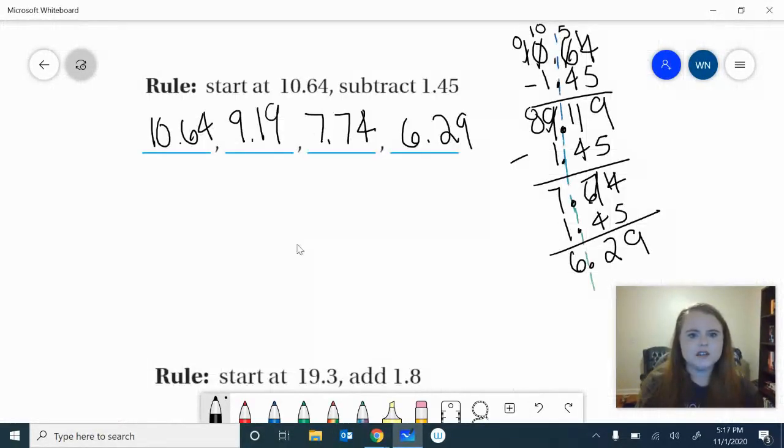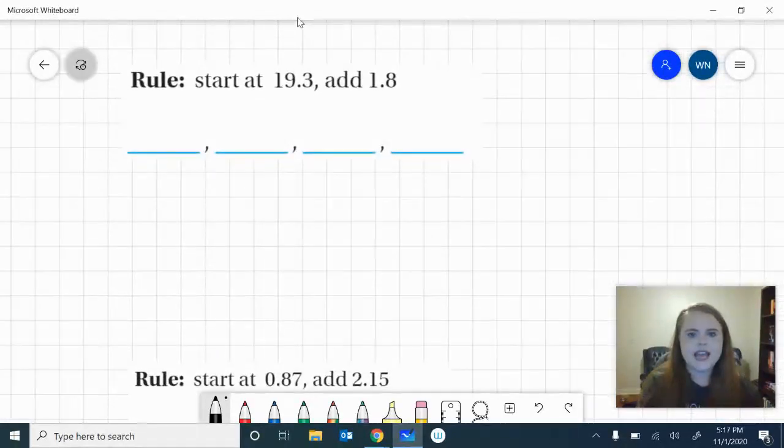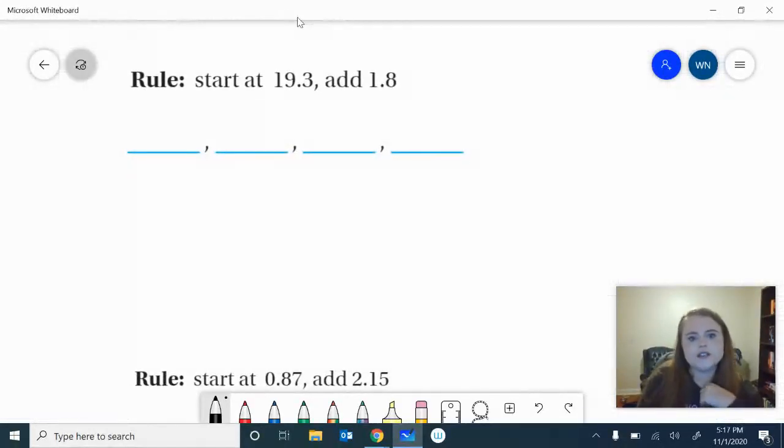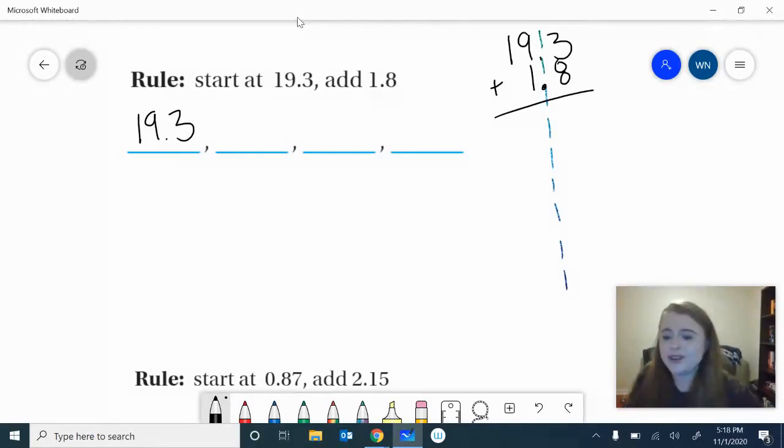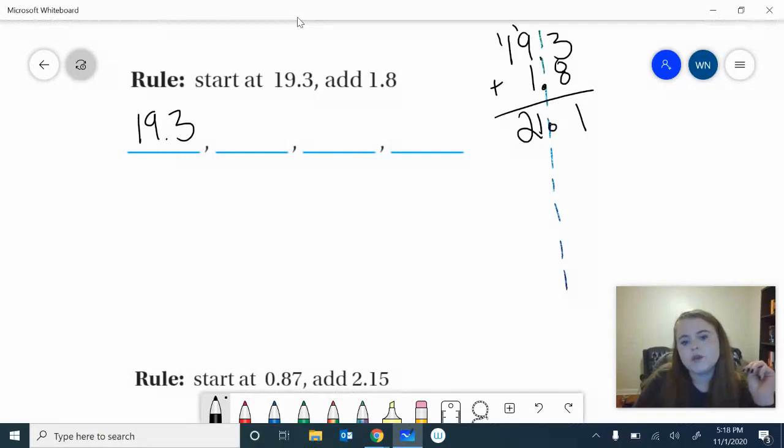The next one says start at 19 and 3/10 and add 1 and 8/10. So I'm going to go ahead and start at 19 and 3/10, and we're going to move over here. We're going to say 19 and 3/10. Magical decimal line. I'm going to draw it pretty long because I know that's what I'm going to do. And add 1 and 8/10. I think where you're going to get tripped up around here is just figuring out whether you're adding or subtracting and remembering that. Because I messed up on that before, so I know we all do it. So let's go ahead and add 9, 10, 11. Carry my 1. 9 plus 1 is 10, plus 1 is 11. 21 and 1/10.